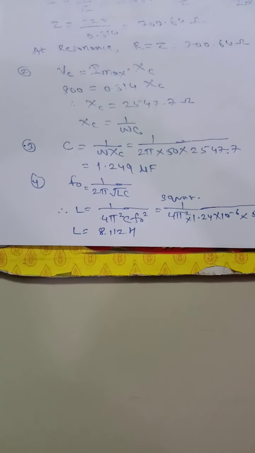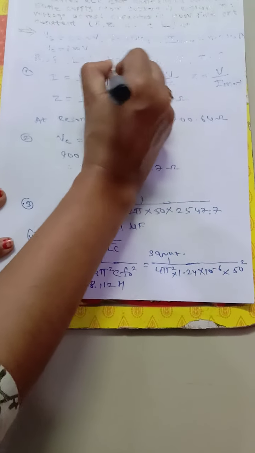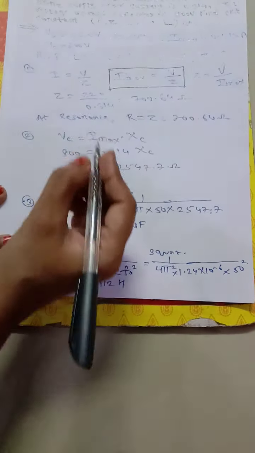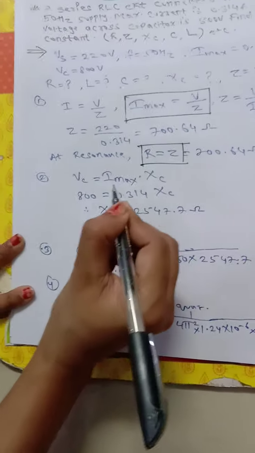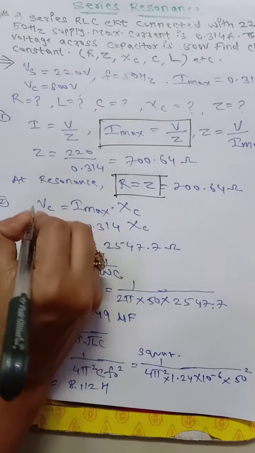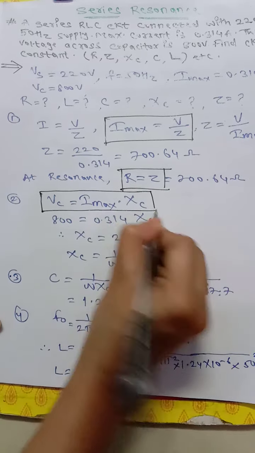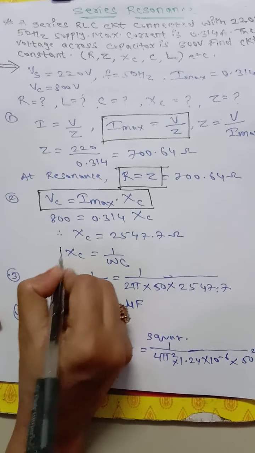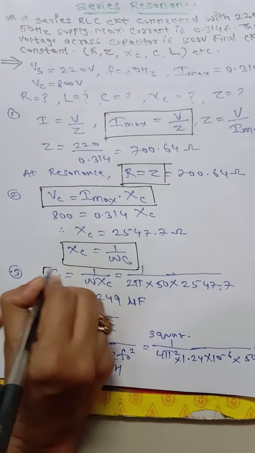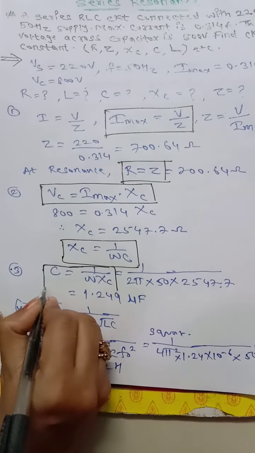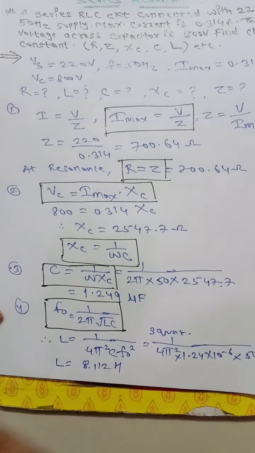So in short, first we calculated I max. Second, with the help of the resonance condition, we found R equals Z. Third is the voltage drop across the capacitor, and with the help of this formula, again we calculated the capacitive reactance. Next is the capacitor, with the help of this formula. With the help of the resonance frequency, we calculated the inductor.